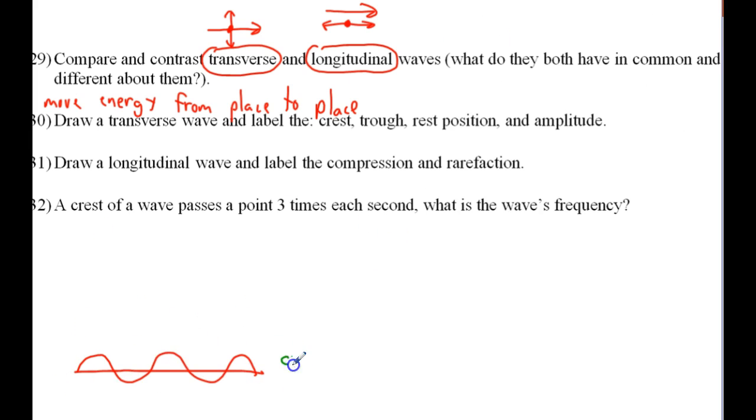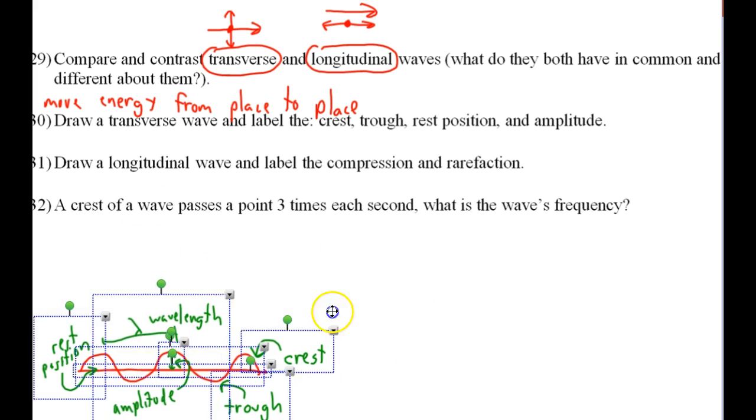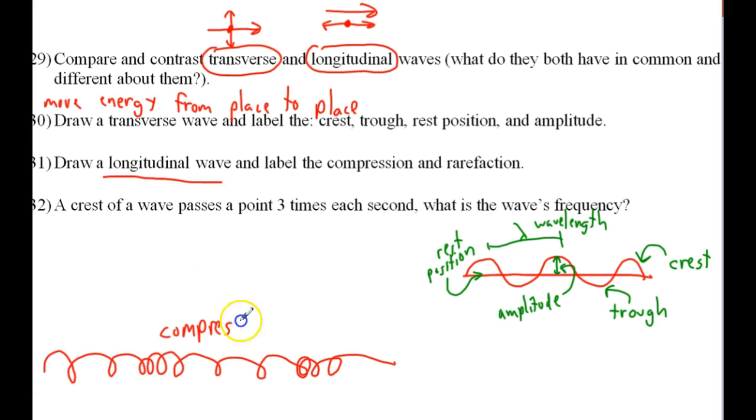Here we are drawing a transverse wave and wavelength. There's the crest, there's the trough, here's the rest position. That is my amplitude, the distance from the rest position to the crest, and there's the wavelength right there. So a longitudinal wave now, that one is like the slinky that's shaking, so I'm going to get those areas where it's a little tighter, that's called the compression, and the areas where it's a little further apart, that's called a rarefaction.